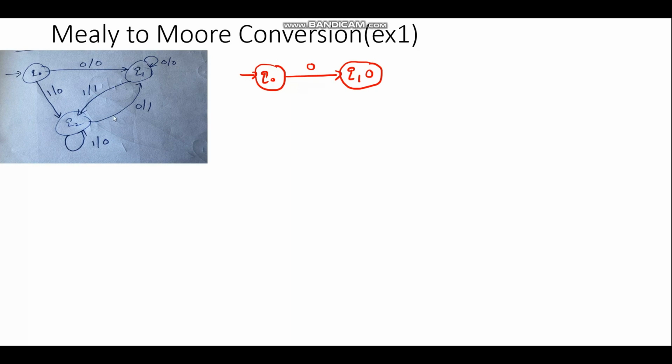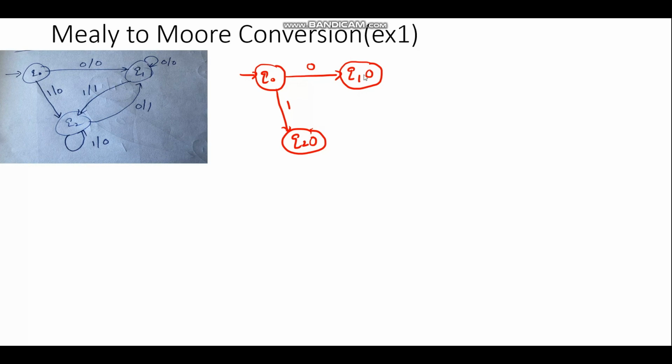Now we will check the next input, that is when we apply 1 on Q0. When we give input 1 on Q0, we transit to Q2 and the output in that case is 0. So it means we have to write Q2 0 over here. Fine. Now the state Q0 is explored. After Q0 exploration, we will explore state Q1.